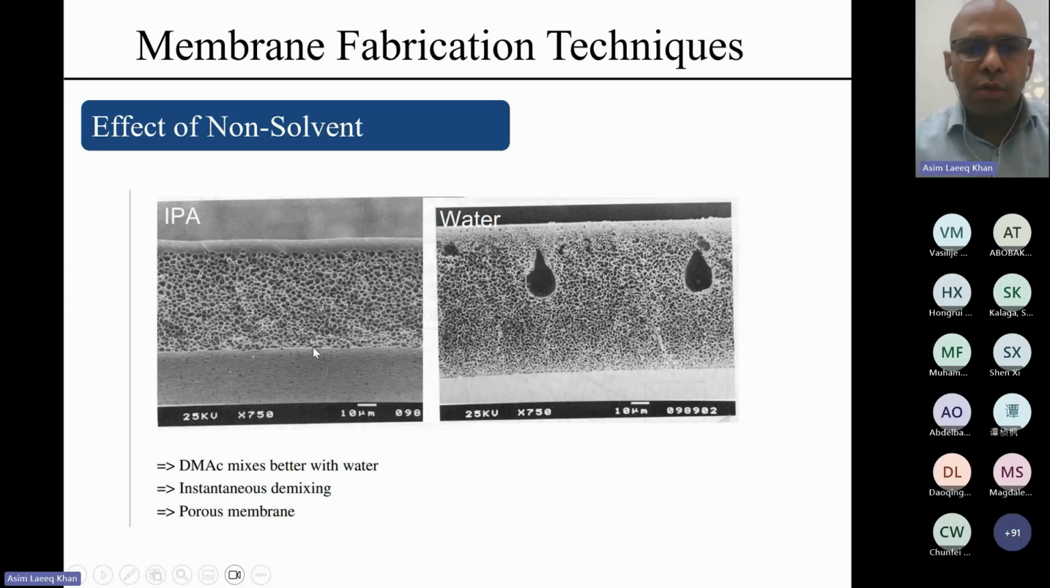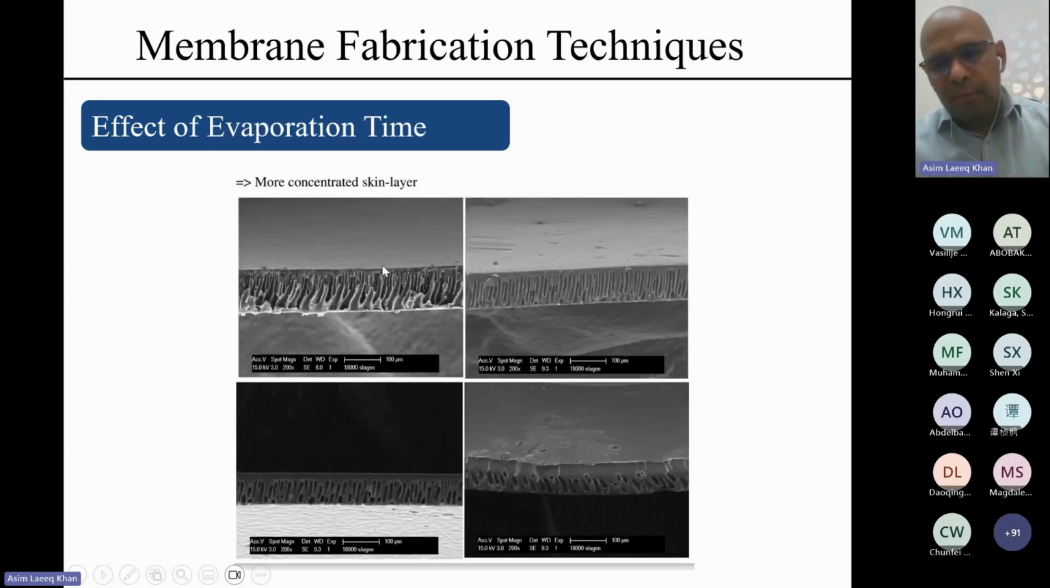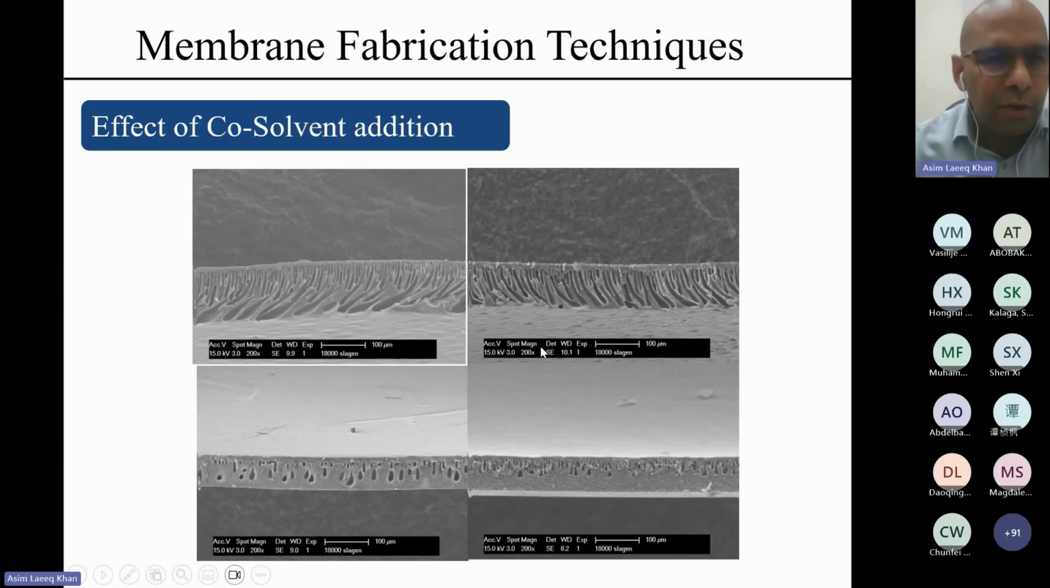Another example where we used evaporation time. So the time after we cast the membrane, we let the solvent evaporate. The more time we provide the solvent to evaporate, we see thicker and thicker top layers. And lastly, I would like to give an example of co-solvent. So what is done in this case, we use two solvents. One is a non-volatile solvent, for example, dimethylacetamide, and then we add some portion of a very volatile solvent, for example, tetrahydrofuran. When we add the co-solvent, what happens?